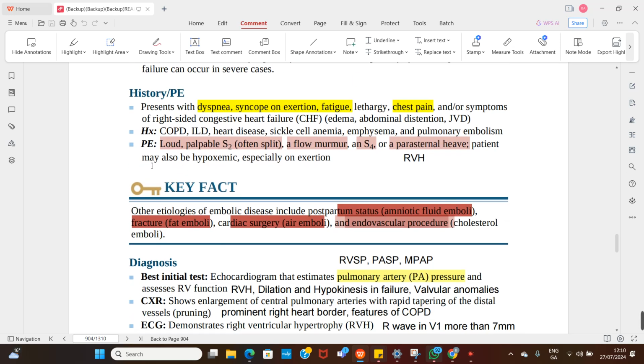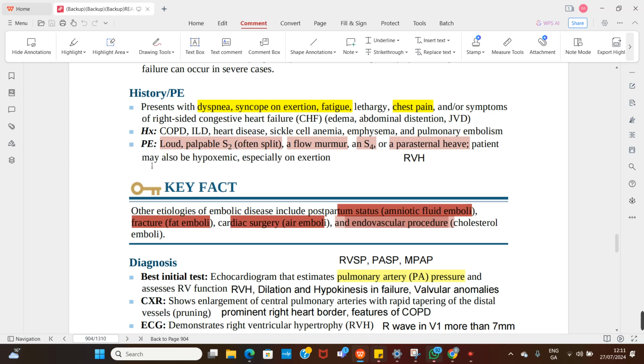So if you do your examination, what do you expect? Your loud P2, because this is pulmonary hypertension. The P2 component of your second heart sound is going to be loud, and there's going to be a split, because it's going to take a while before your right ventricle can empty completely into the pulmonary vasculature to allow your pulmonary valve to close. So it's going to take a long time for your pulmonary valve to close, which is going to cause a splitting, the delayed closure of the pulmonary valve, causing a split in the S2. So the P2 component is going to be loud, and there's going to be a split.